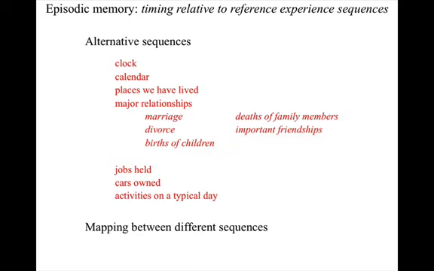Now, as I mentioned earlier, we can locate past experiences in time by the clock or calendar, but we seem to have multiple, what I'll call reference event sequences, like places we've lived, jobs we've held, and so on. And these sequences can be cross-referenced. For example, we can retrieve the dates when we moved into different houses. So we can use combinations of reference sequences to locate an event in time, or the relative timing of two events.